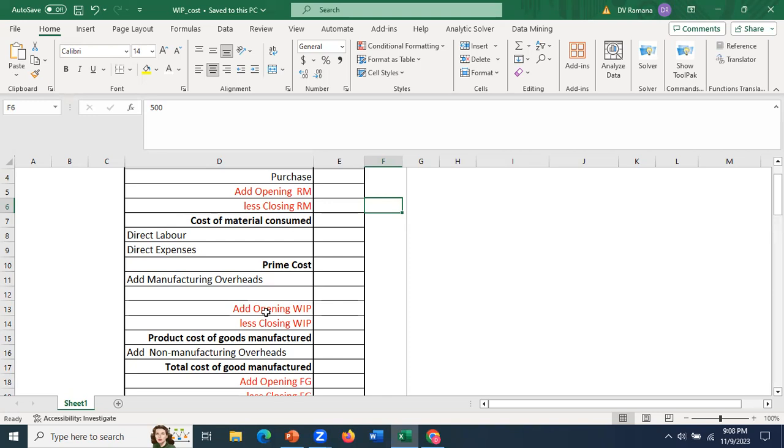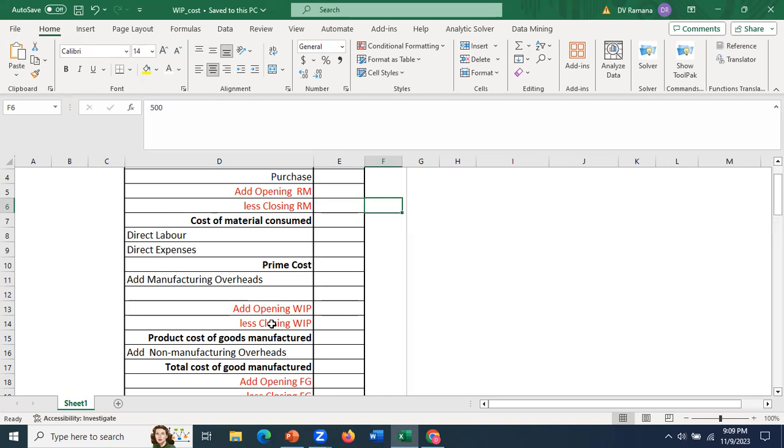So this opening work in progress means in the previous time period, you have already done some work. So we are working on that first. So we are following a conventionally accepted assumption of first in, first out. Throughout this presentation, at the back of our mind, we'll have FIFO for the purpose of inventory valuation, whether it is raw material, work in progress, or finished goods.